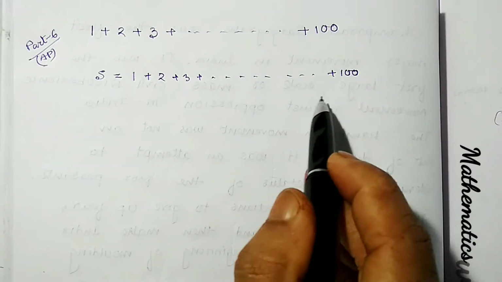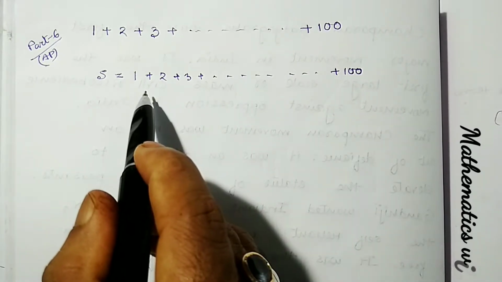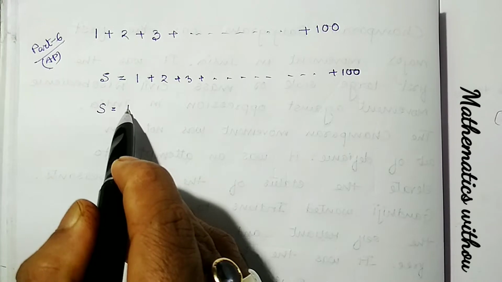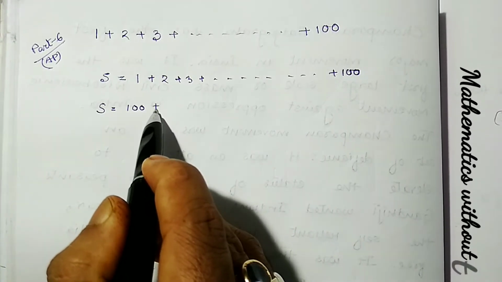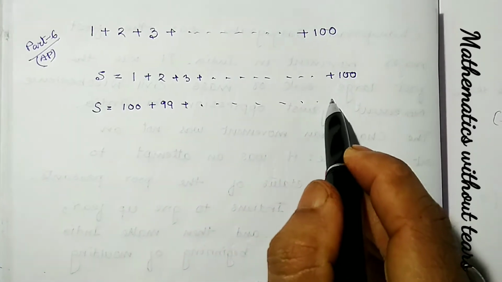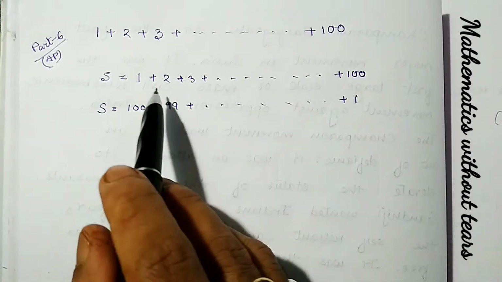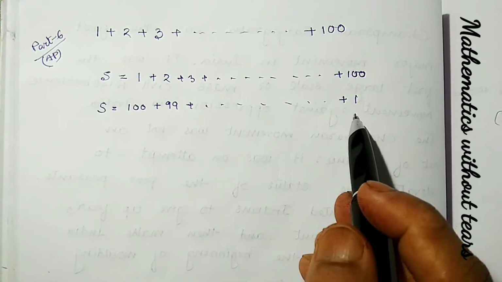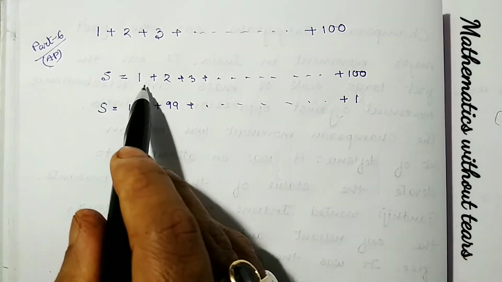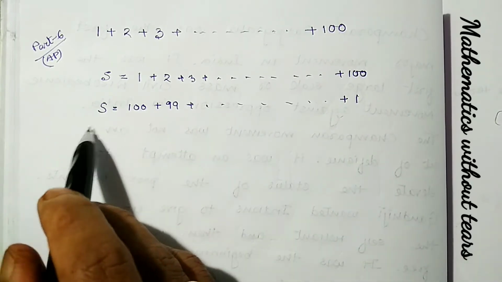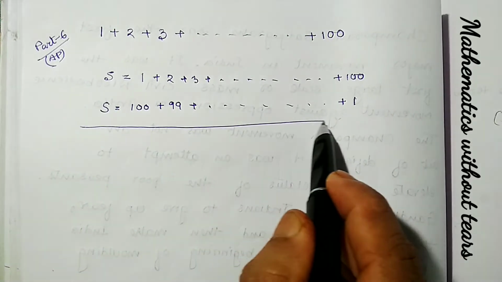Now, what we can do? We can write these numbers in reverse order. So, I can write again S equals to, here I can write 100 plus 99 plus, and this way it will continue and it will go up to 1. That means first we have written 1 to 100 and then we have written 100 to 1. It is same thing. So sum of this part, if it is S, sum of this series also will be S. Now let me add these two.